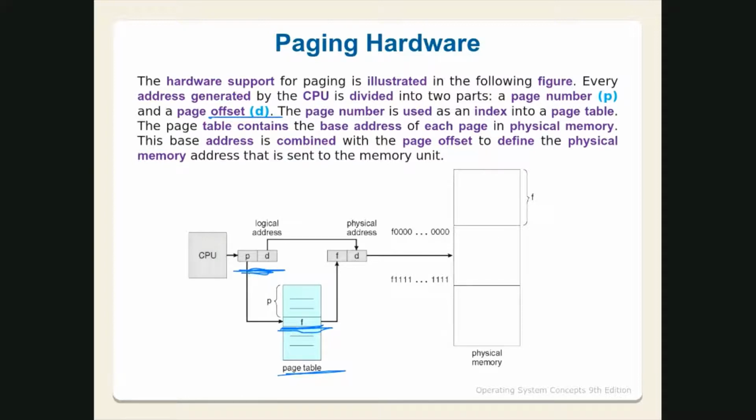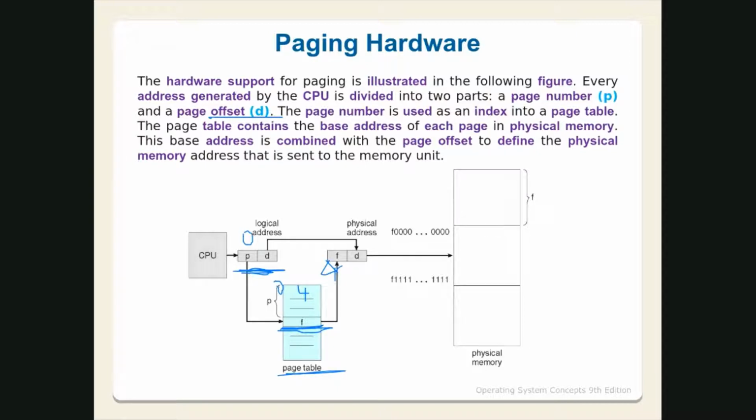So here, take the frame. For example, the page number is 0. So go to the page table, go to index 0, and you will have the frame number. Let's say the frame number is 4. So take the 4 and take this offset. The frame number is 4 and the offset is something. So 4 and the offset will give you the physical address.